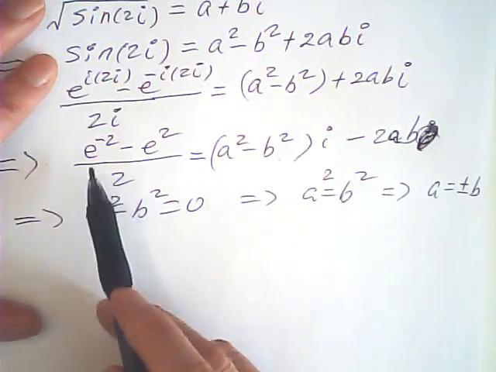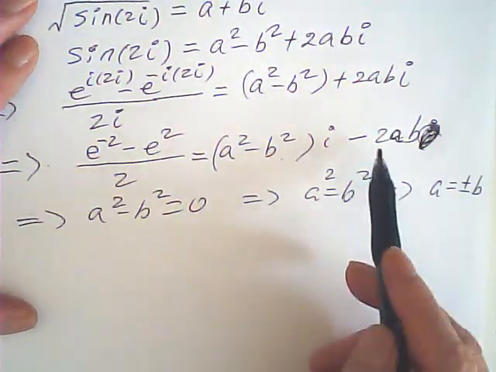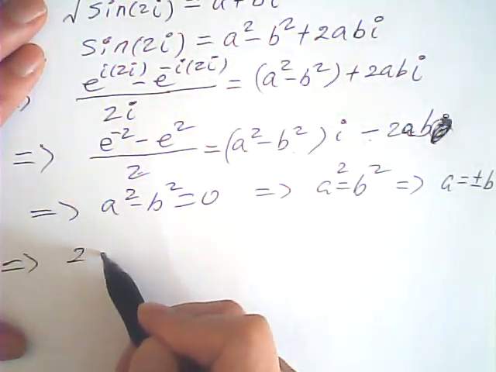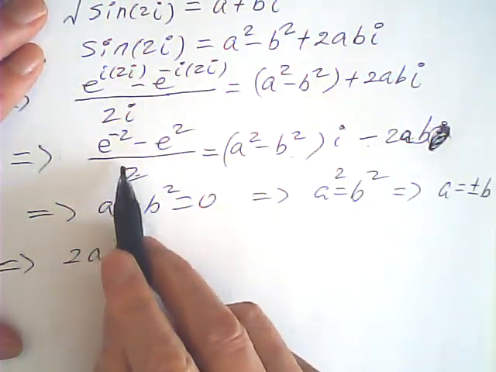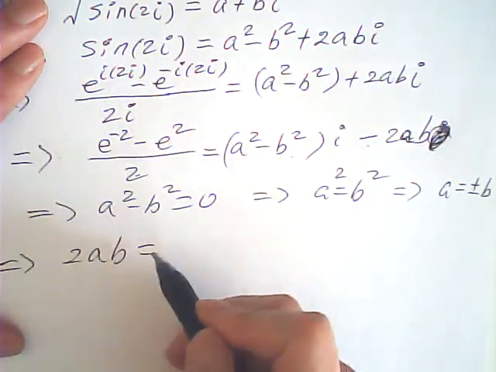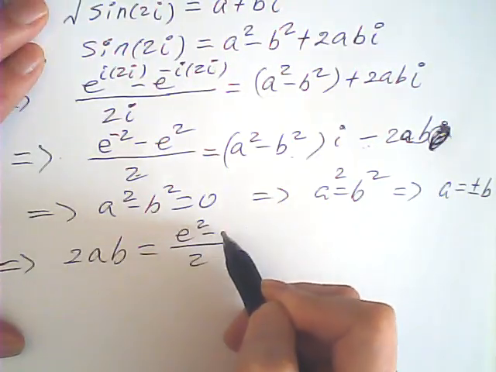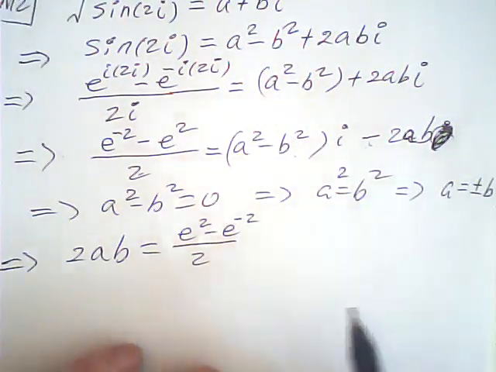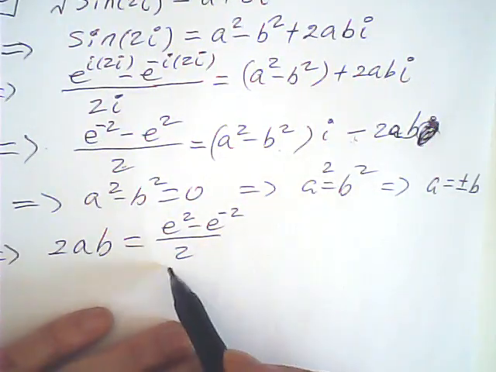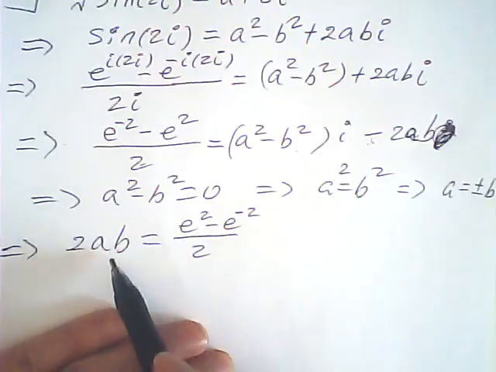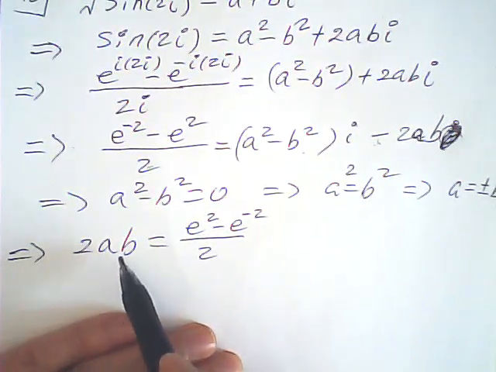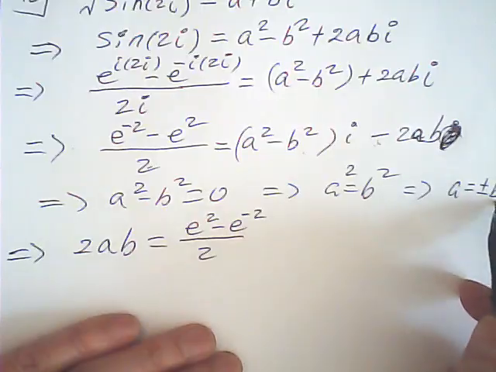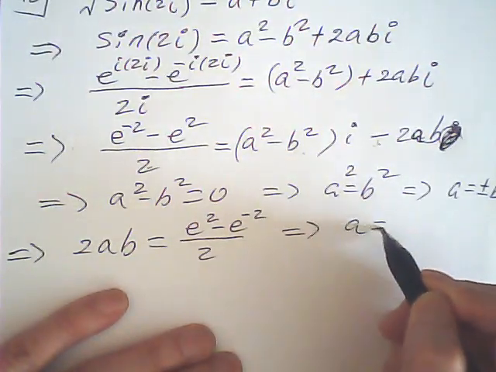Now, this is negative. I change this one to positive. Therefore, 2AB must be equal to this number, negative. So I switch them and change it negative, right? Now, this number is positive. Therefore, A and B must be the same sign. Either A and B both positive or both negative. So A cannot be negative B. So that means A equals B.